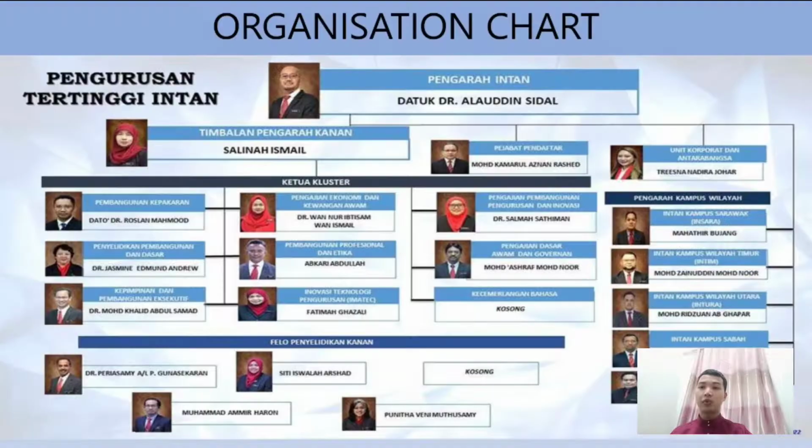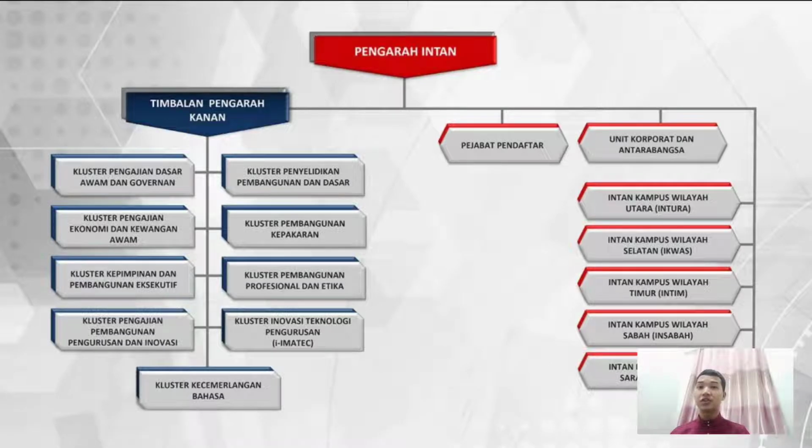I'm going to go fast here. As you can see, this is the top management of Intan. Okay, next. This is the organizational chart of Intan. As you can see here, Intan has a division of tasks in 3 different branches to ensure that the administration and management run smoothly. The 3 divisions are corporate and international units, registrar's office, as well as clusters under the supervision of the senior deputy director. Also, on the right side, Intan has 6 regional campuses, which also conduct courses to meet the demand in the surrounding areas.